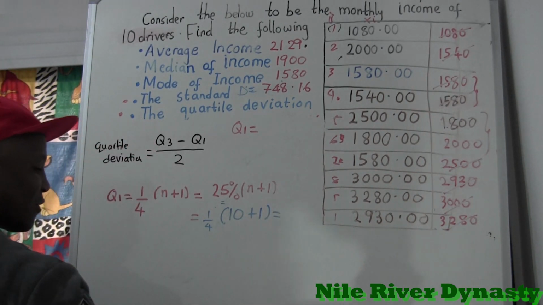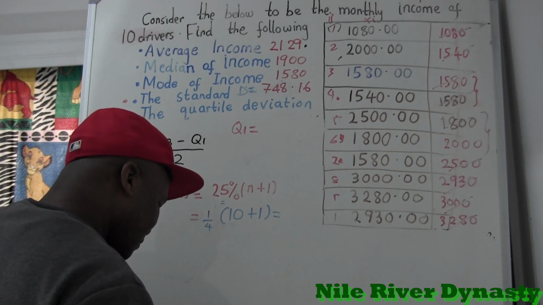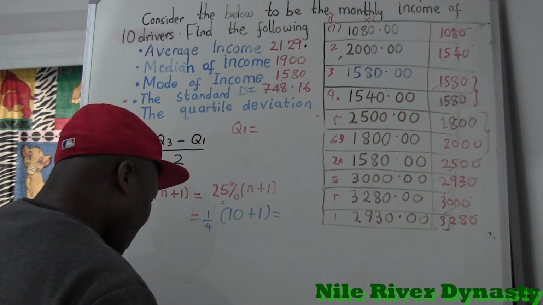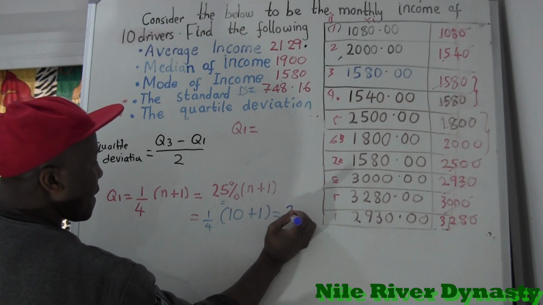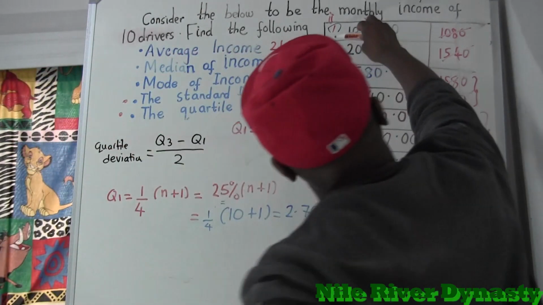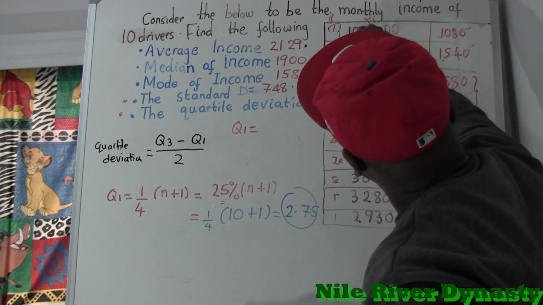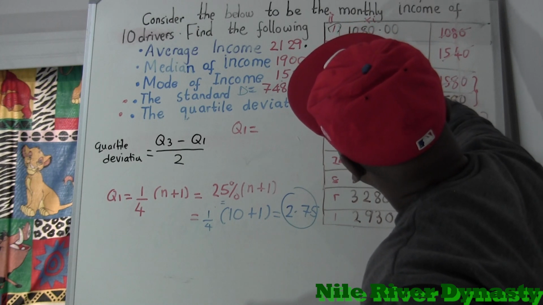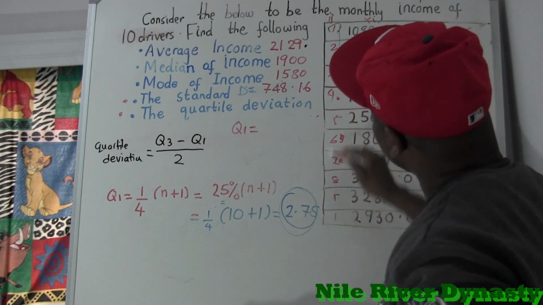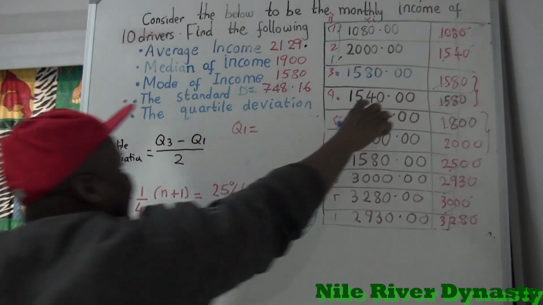Let me take my calculator. 11 divided by 4. What do you get? Okay, 2.75. So what is 2.75? Look here. 2.75 is somewhere here, right after 2.5. It means it's closer to 3. 2.75 is closer to 3. Means quartile 1 is this number here.